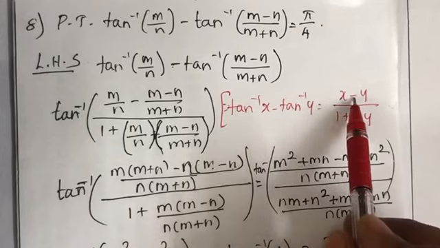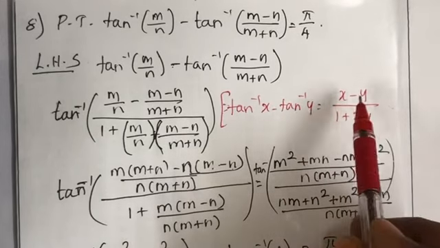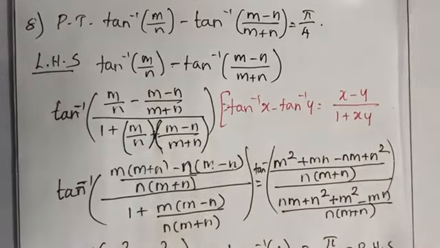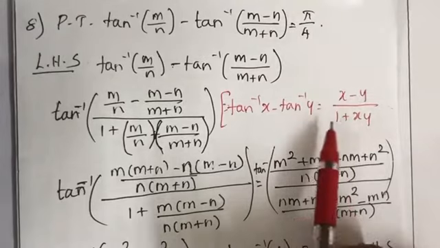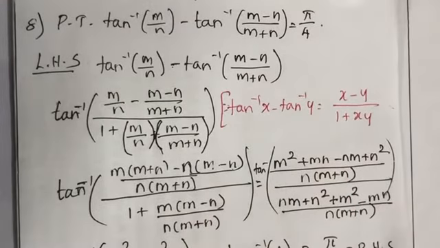Here, if it is minus in the numerator, then the denominator has the opposite sign; if it is plus in the numerator, then the denominator has the opposite sign. Okay, x minus y by 1 plus xy.